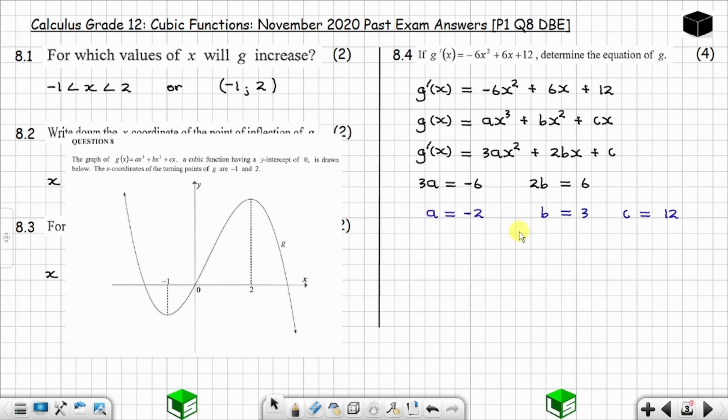Now you have your a, b, and c. So you can get your a, b, and c, plug in there, and you have g. Okay. So g of x is equal to ax cubed. What is a? A is negative 2. Plus bx squared. What is b? B is 3. So it's plus 3x squared, right? And then plus cx. What is c? C is 12. So it is plus 12x. Okay. So this is g of x. You have solved the question 8.4. This is what they're asking you to do. Okay. So let's move on to the next slide and do question 8.5.